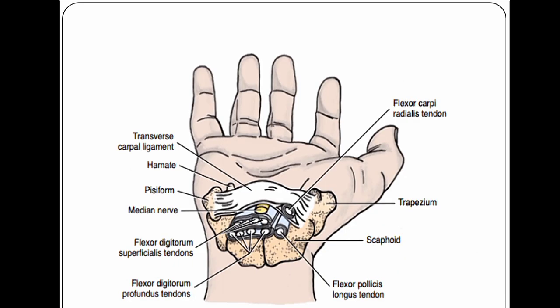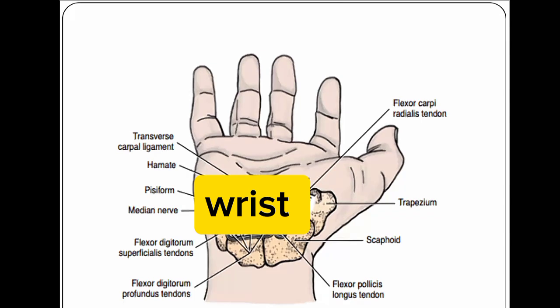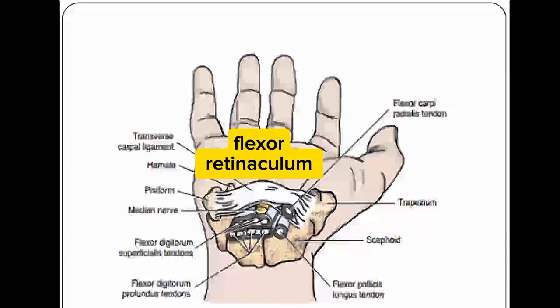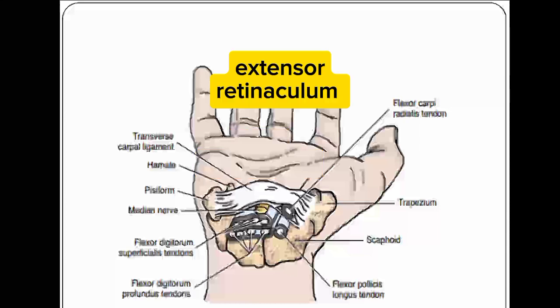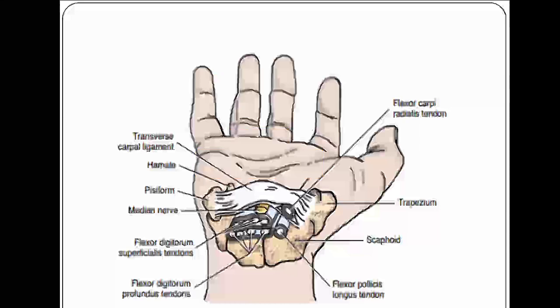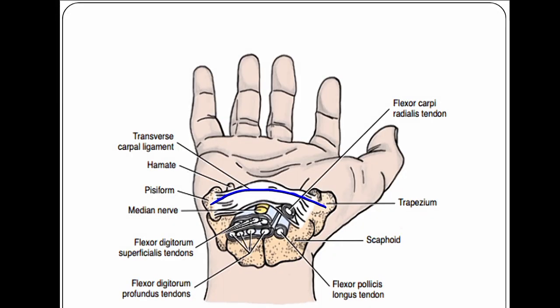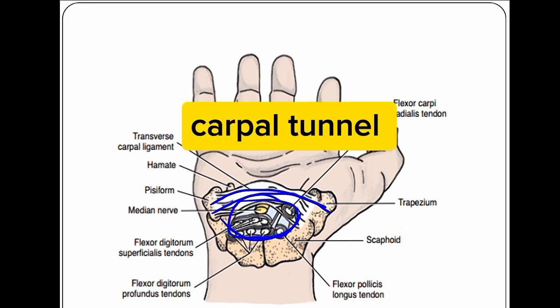Another region is the wrist. The wrist consists of two main regions, an anterior region which consists of the flexor retinaculum and a posterior region which consists of the extensor retinaculum. While when we talk about the flexor retinaculum, it is a thickening of deep fascia that holds the long flexor tendons together in position. Now when you see, it stretches across the front of the wrist and converts this concave area of the wrist into an osseofibrous tunnel. This tunnel is called the carpal tunnel.